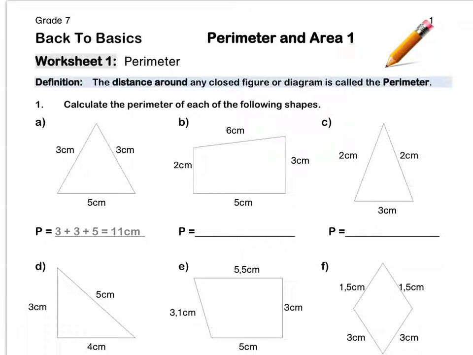Perimeter and area, worksheet 1. The distance around any closed figure or diagram is called the perimeter. Question 1. Calculate the perimeter of each of the following shapes.